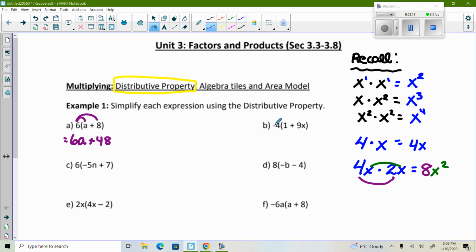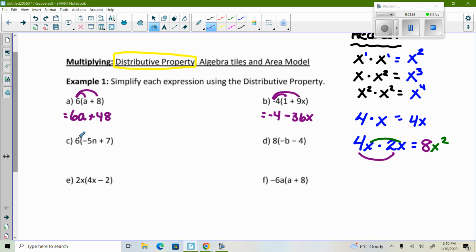Okay, what if we have a negative outside? Well, it's the same thing, only now we need to take the negative in with it. So I'm taking a negative 4 times a positive 1. Remember, a negative and a positive is a negative answer, so that would just be negative 4. And then I'm taking a negative 4 times 9x. Negative 4 times a positive 9x is a minus 36x. Remember, I just multiplied the two front coefficients. Negative 4 and a positive 9 is 36, and I just have that 1x there. There's nothing on the 4. Okay, so that would be it.